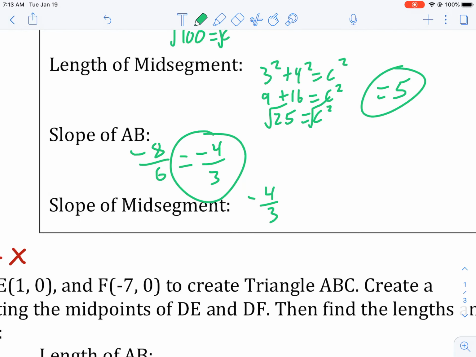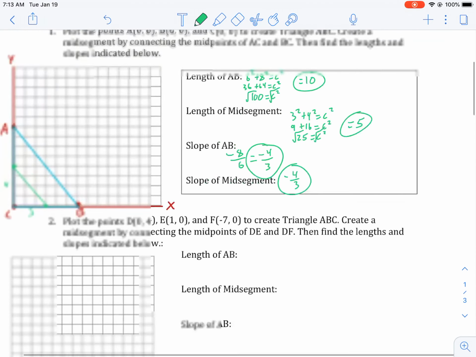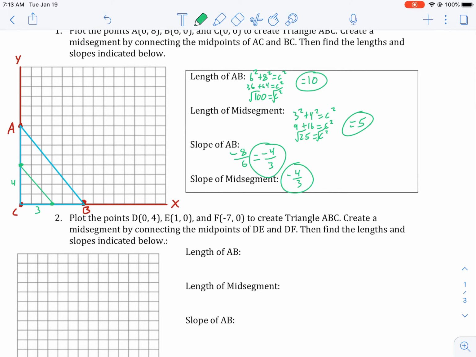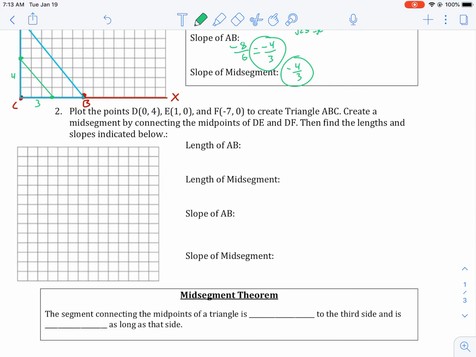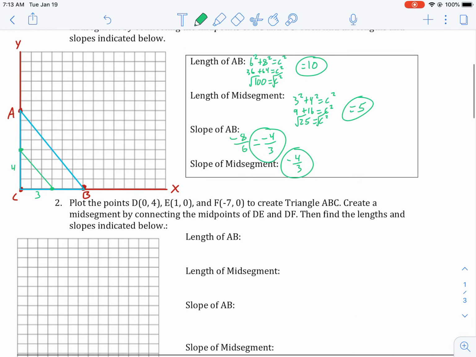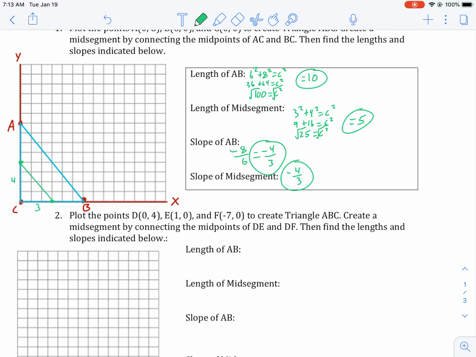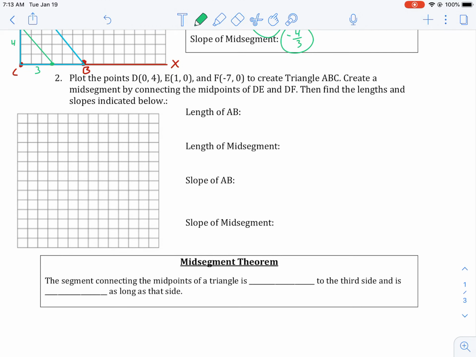So again, what do we notice here? We notice that they're the same, okay? So for number 2, I want you guys to do it on your own. See if you can figure out similar things to what we found above. All right, so pause the video, try number 2.